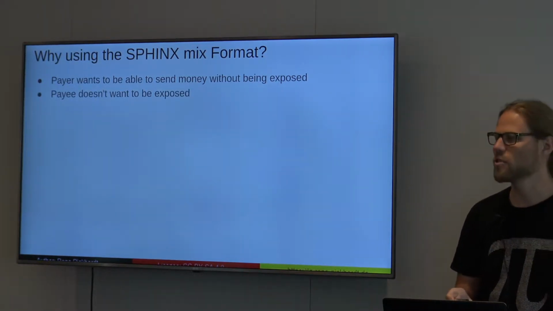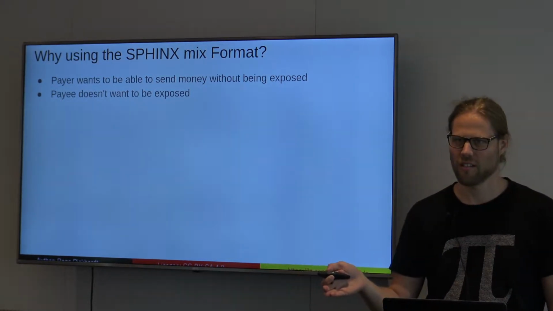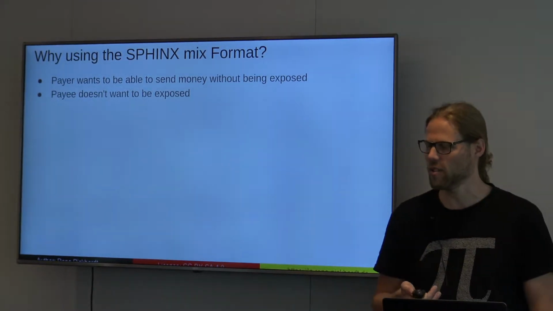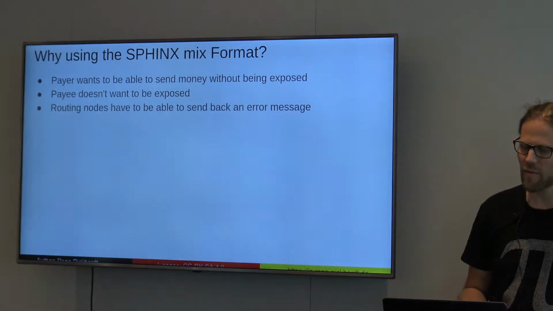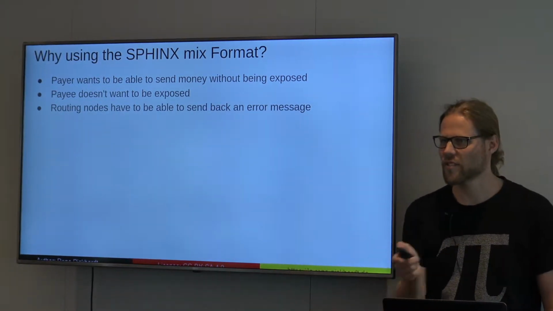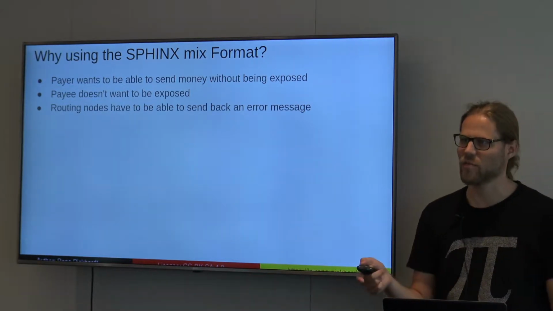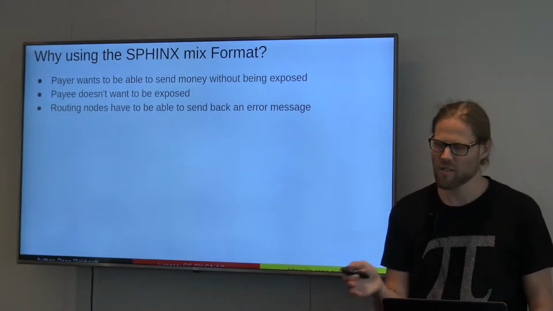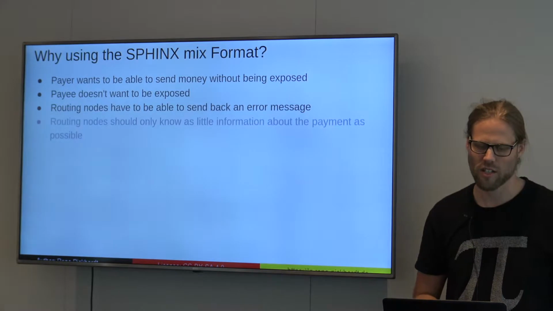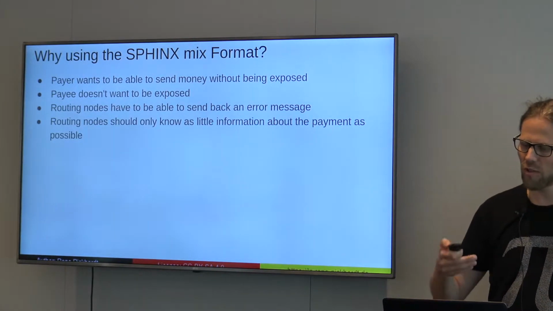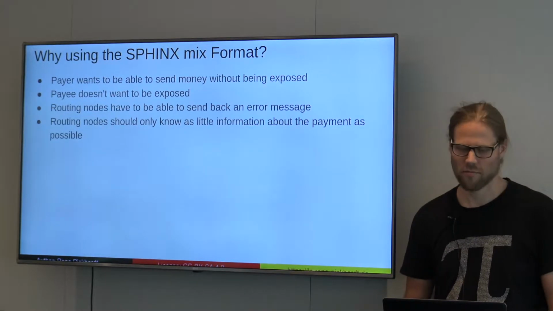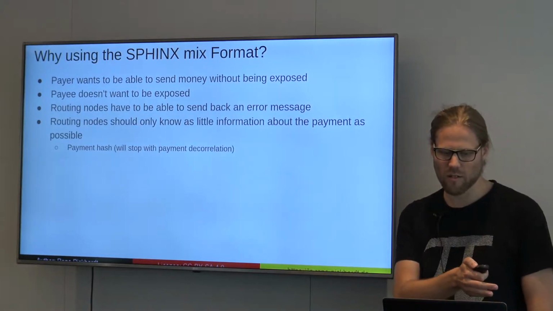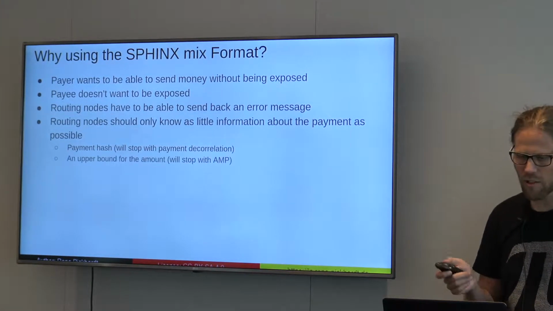So the payee doesn't want to be exposed either to the rest of the network, right? If I want to receive some money and other people are helping on the routing process, they don't have to know that they're actually routing money to me. Then the routing nodes have to be able to send back an error message, right? If something is not working, for example, there's not enough balance, or the onion was not formatted correctly because there's not enough fee there, there has to be some way of giving a response back to the initiator. And the routing nodes should know as little information about the payment as possible, right? So this is the payment hash, which, as I mentioned before, and I think Fabrice already mentioned, will stop with payment decorrelation.